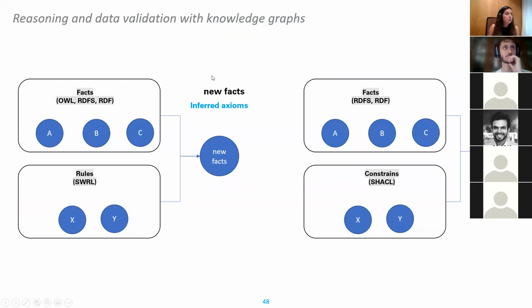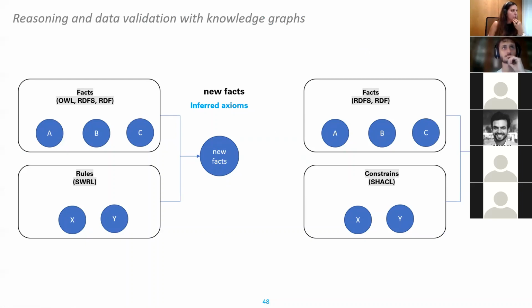So in knowledge graphs, it's just worth to mention that you can do different things. One of them is you can infer new knowledge. One of them is you can validate data. And there are different technologies to do both of them. To infer new knowledge, you can use rules or facts. And then to validate data, SHACL, the shape constraint language, is the language that you can use for validating data.